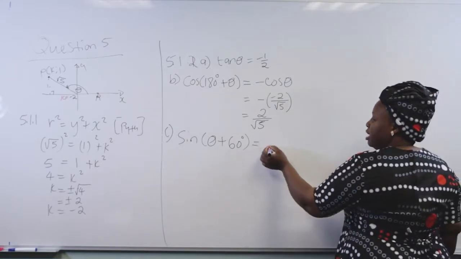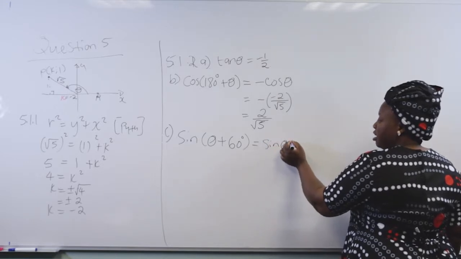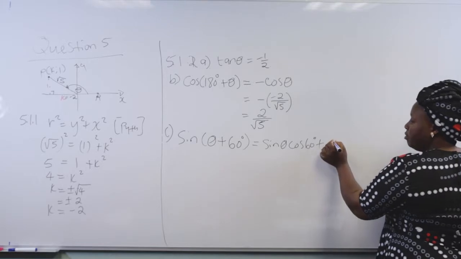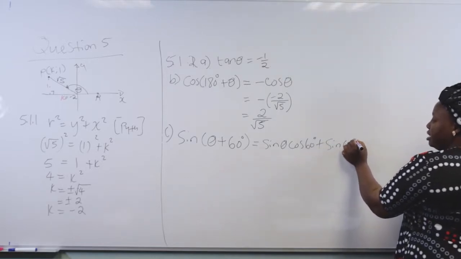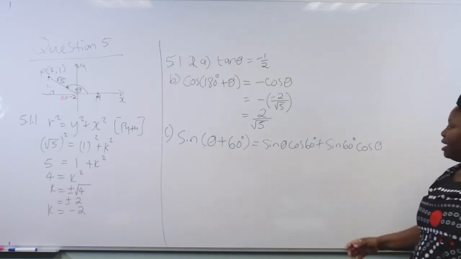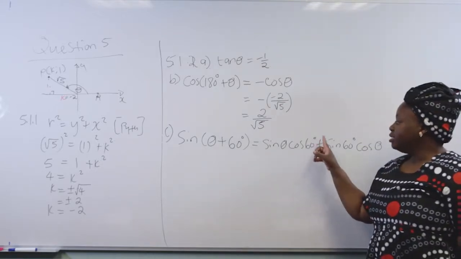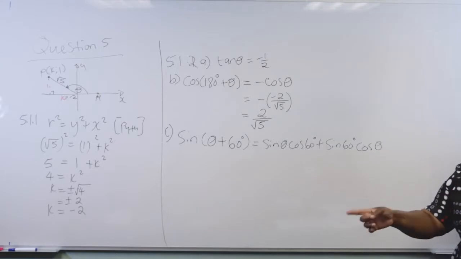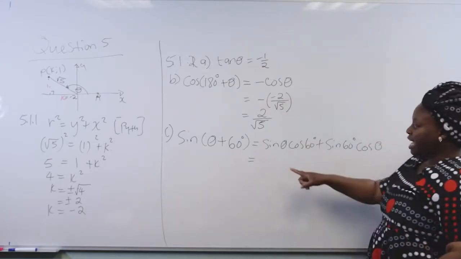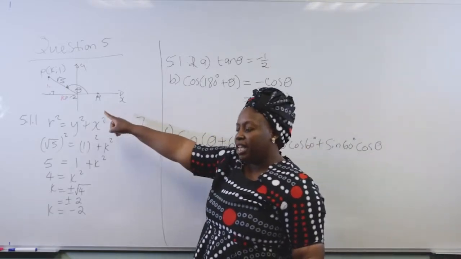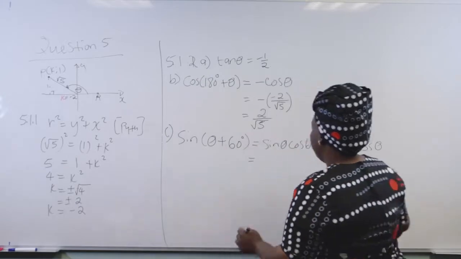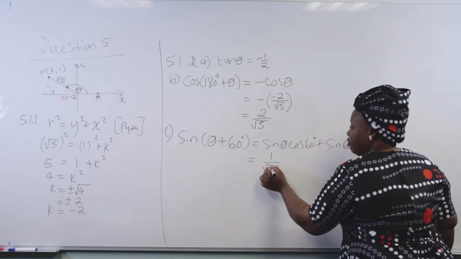So this is going to be sine theta cos 60 plus sine 60 cos theta. That is your expansion. You need to bear in mind that the expansion for sine does not change the sign, but it changes the ratios. Now you can deal with this one, because you have sine theta there. Sine theta is opposite over hypotenuse, so it's going to be 1 divided by root 5.